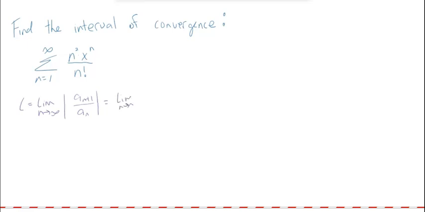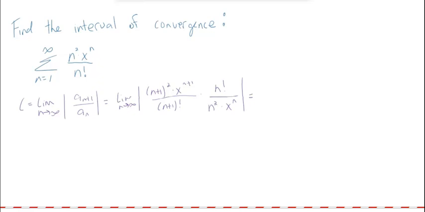Limit as n goes to infinity, absolute value. All right, I'm just going to change all the n's to n plus 1s. So I'm going to get n plus 1 squared times x to the n plus 1 over n plus 1 factorial. And then we know we're dividing, so I'm going to copy dot flip. So I'm just going to multiply by the reciprocal of this piece right here. That's going to give me n factorial over n squared times x to the n.